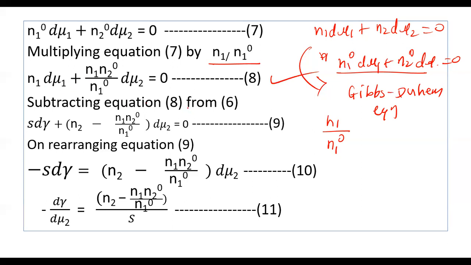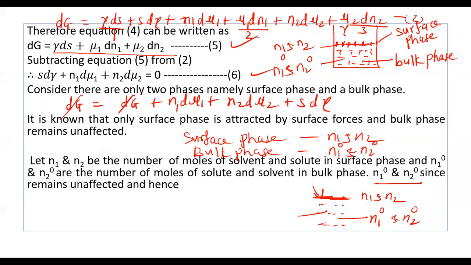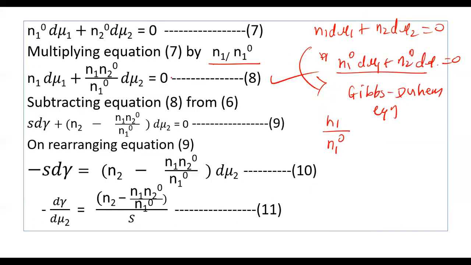Now subtracting equation 8 from 6. Let us see equation 6 once again. So this is our equation 6: S into d gamma plus N1 d mu1 plus N2 d mu2 equal to 0. So I would like to write this equation 6 here once again. S into d gamma, plus N1 into d mu1 plus N2 into d mu2, is equal to 0. This is our equation 6.